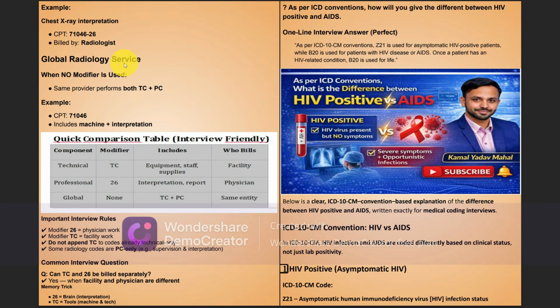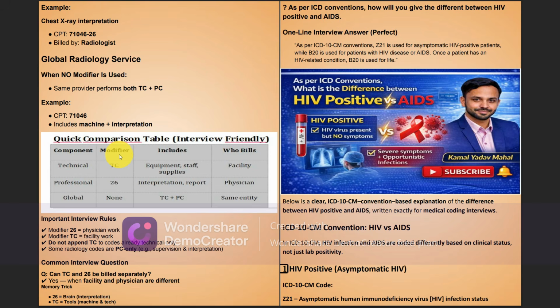Global radiological services: when no modifier is used, the same provider performs both the TC and the professional component, so at that time we do not use any modifier. Example: CPT 71046 includes the machine plus interpretation. At that time we do not use a modifier.